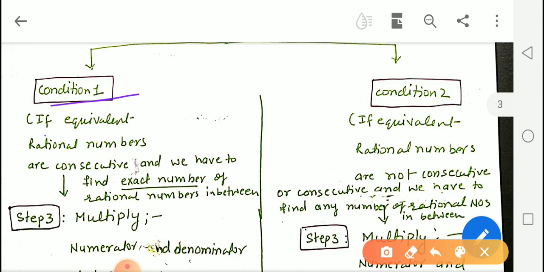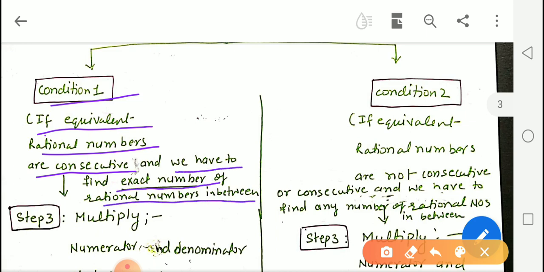Condition 1: if the equivalent rational numbers are consecutive, then we have to find the exact number of rational numbers in between. Means if we are having two rational numbers and we get the equivalent rational numbers as 4 by 20 and 5 by 20, and we have to find 5 rational numbers in between, so exactly 5 numbers we have to find. In such cases we will follow this, which is condition 1.